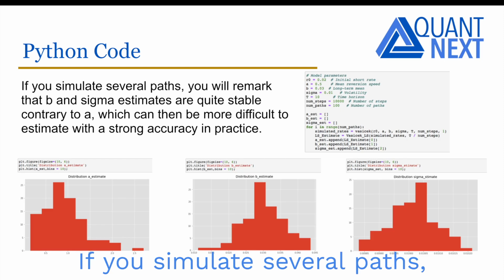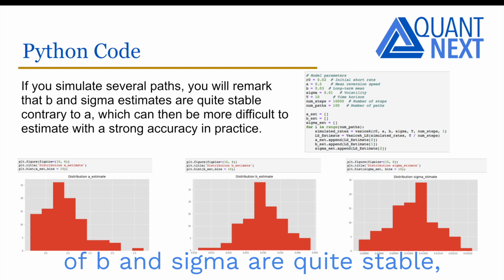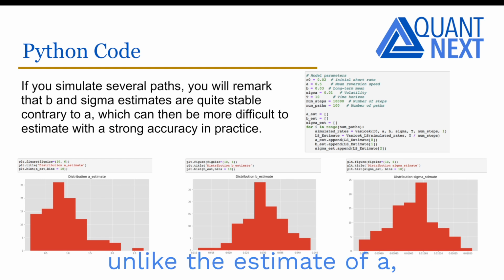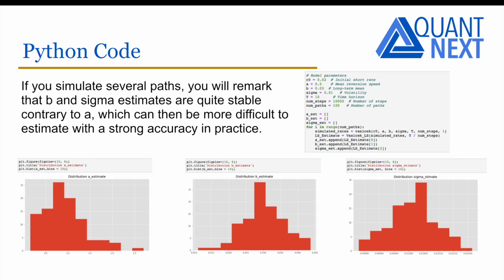If you simulate several paths, you will observe that the estimates of B and sigma are quite stable, unlike the estimate of A, which can be more difficult to estimate accurately in practice.